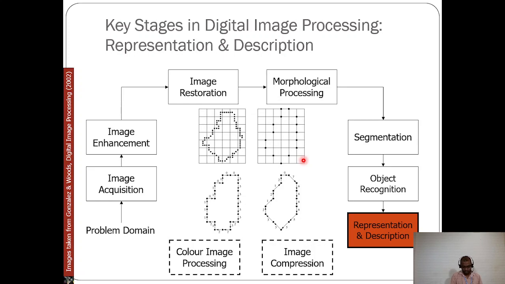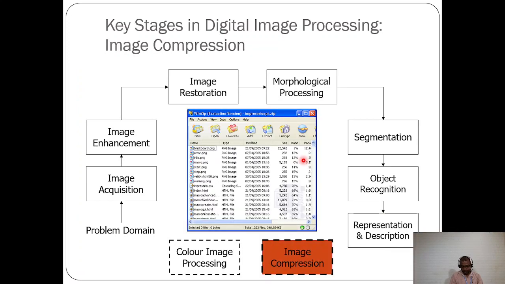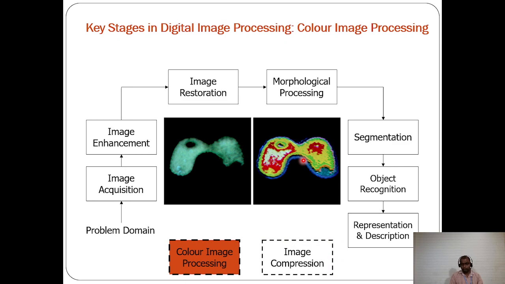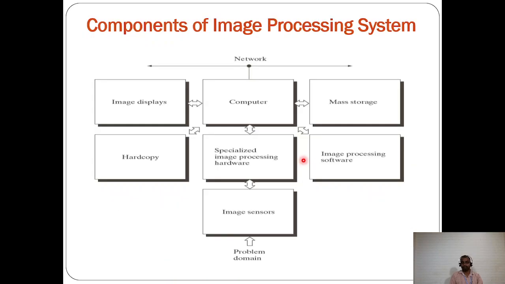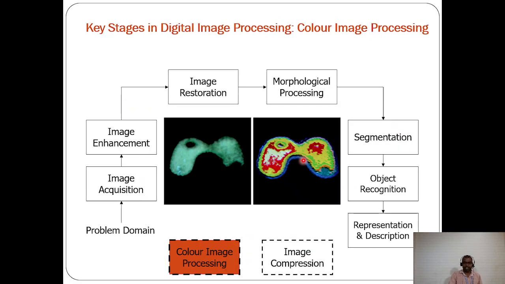The first one is image acquisition, image enhancement. The next is image restoration, color image processing, wavelet and multi-resolution processing, and compression. Then morphological image processing, segmentation, representation and description, and the final one is object recognition. So these are all the key stages in digital image processing.